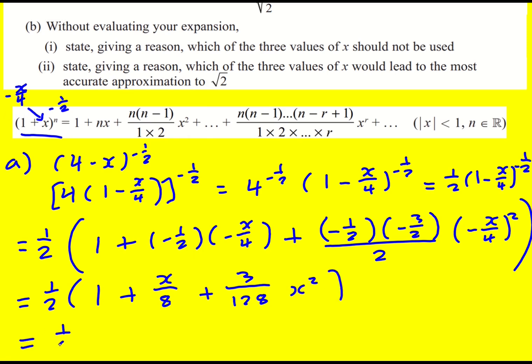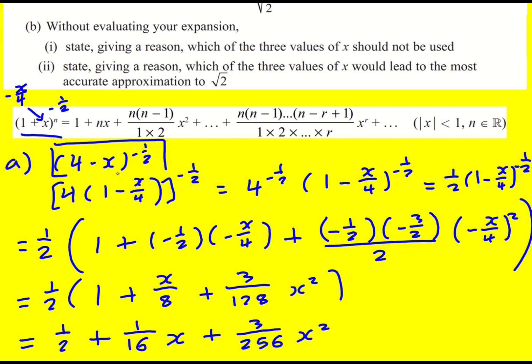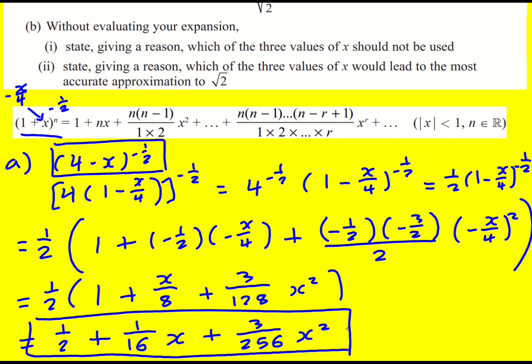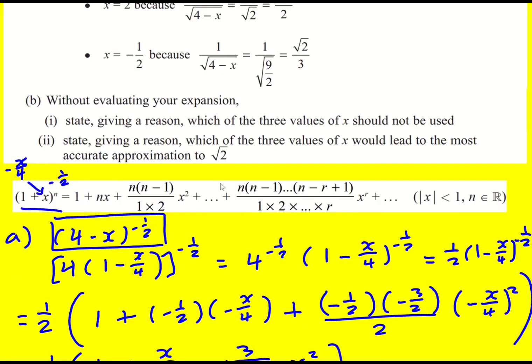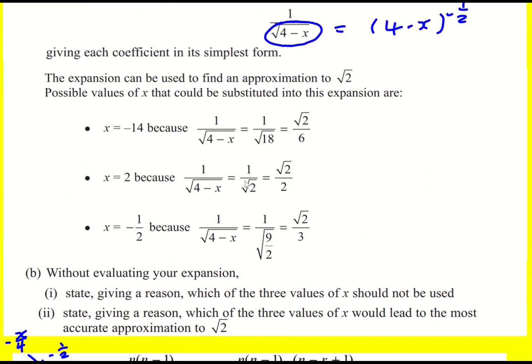Which gives me a half plus, I'll write it as a fraction in front of it, so 1 over 16 x, plus 3 over 256 x squared. That is our binomial expansion for this function. Well, this question then actually goes on to approximations using binomial expansions. It doesn't ask us to approximate, it just tests us on our understanding of it.